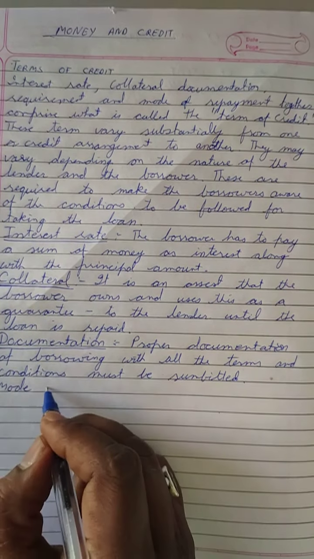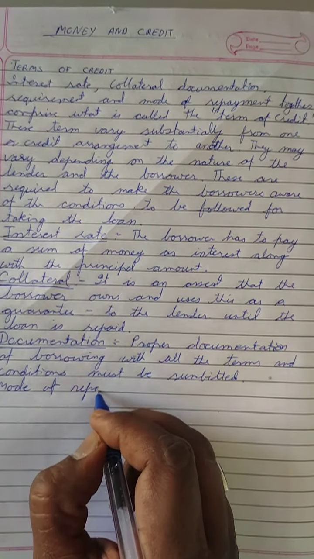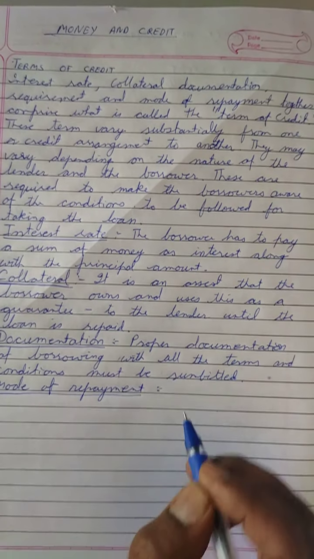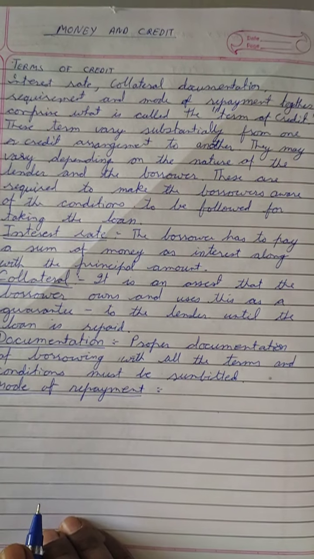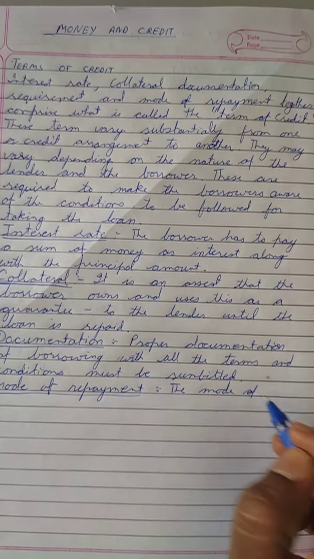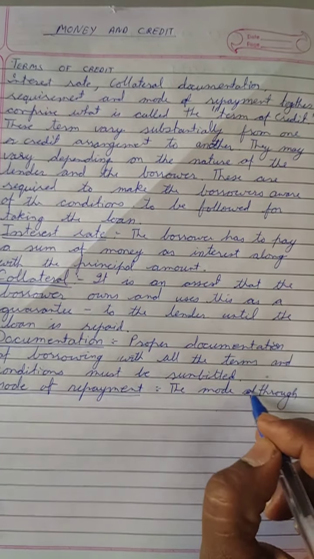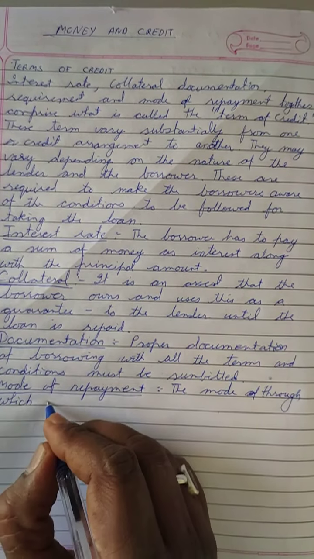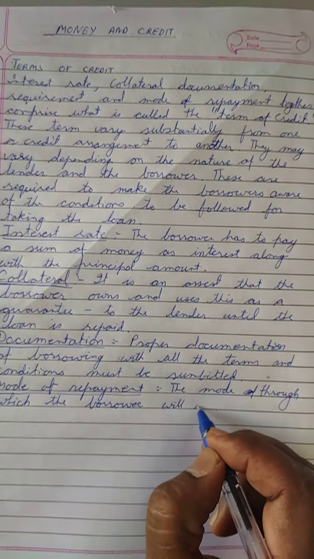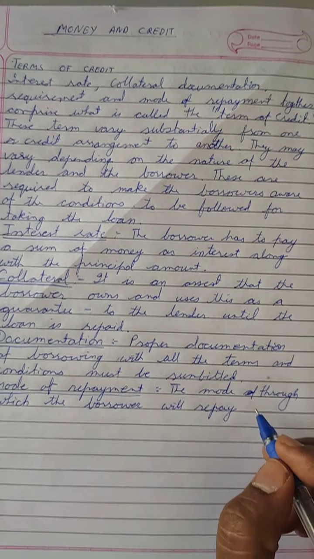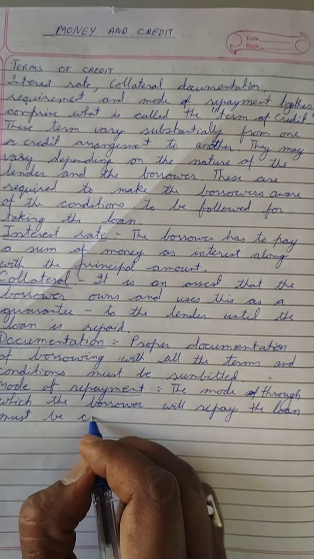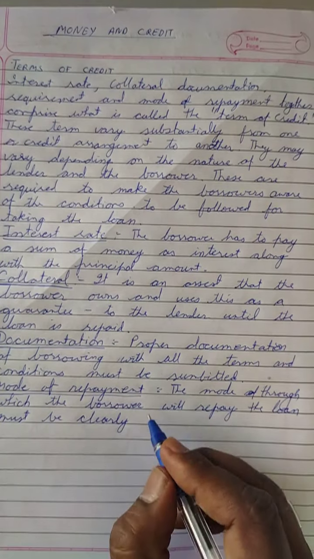Then we can see the mode of repayment, in what way we are going to pay him back. We use the word EMI, easy monthly installment, or we can use the word lump sum altogether. We can pay. The mode through which the borrower will repay the loan must be clearly mentioned.